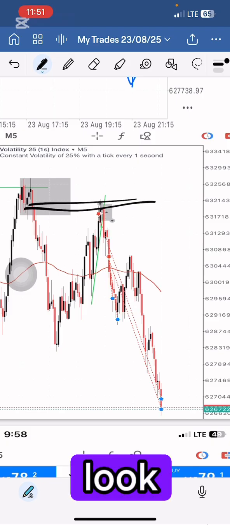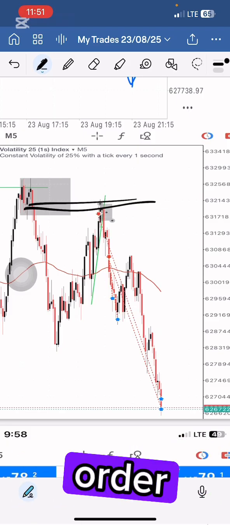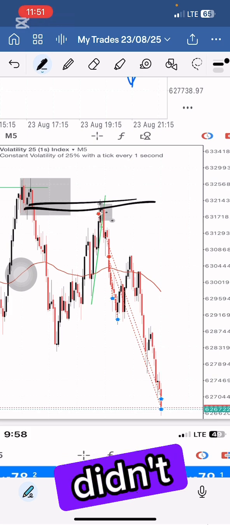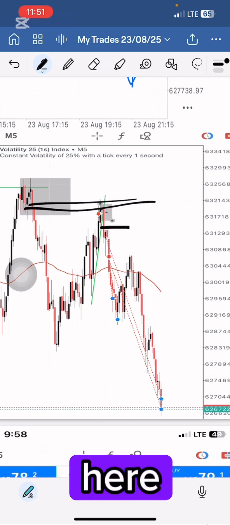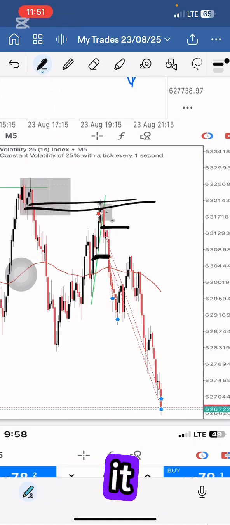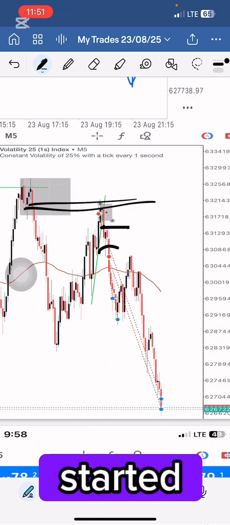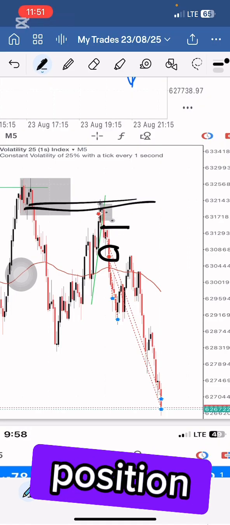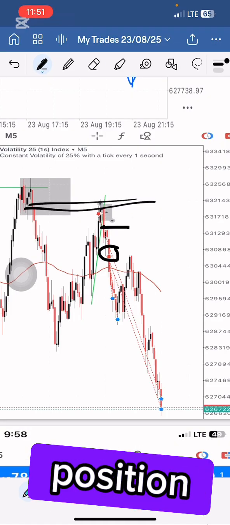But look at where I entered my first trade, the one that got triggered, which is the pending order. When I saw that price didn't trigger the other ones and it made this lower low here, after bouncing from here, I quickly entered another position. When I saw that price had rejected and started dropping, I entered another position from the 1 minute time frame. I entered multiple positions actually.